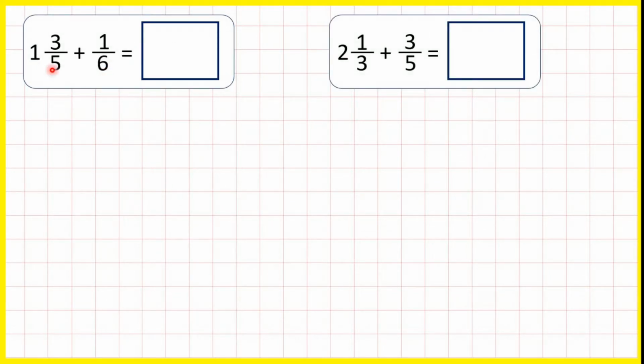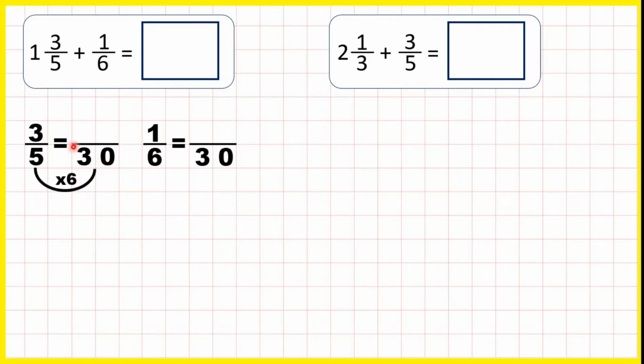Now we're adding a fraction to a mixed number. But to add fractions, we need denominators to be the same. Now 30 is in both the 5 and the 6 times table, so we can find equivalent fractions to 3/5 and 1/6, which have denominators of 30. 5 times 6 is 30, 3 times 6 is 18, 6 times 5 is 30, 1 times 5 is 5.